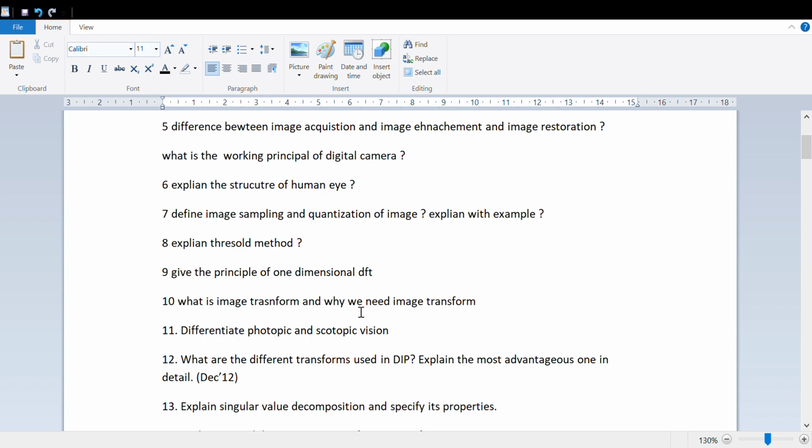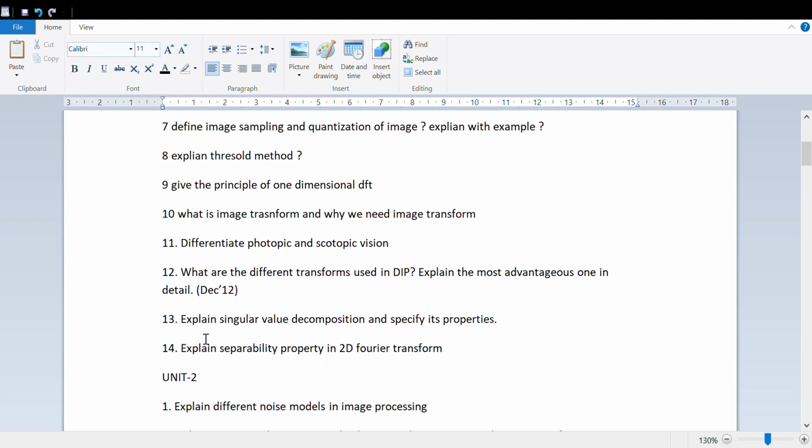What is a transform, and what is an image transform? Differentiate photographic and photographic dispersion, and explain the different transforms of DIP, and explain their advantages. Explain the singular value decomposition and its properties, and explain the separability property in 2D transform.